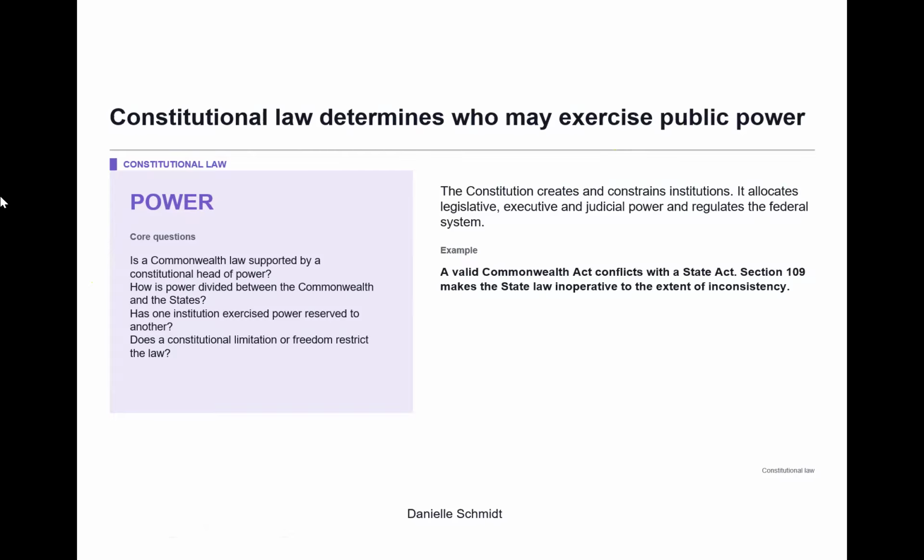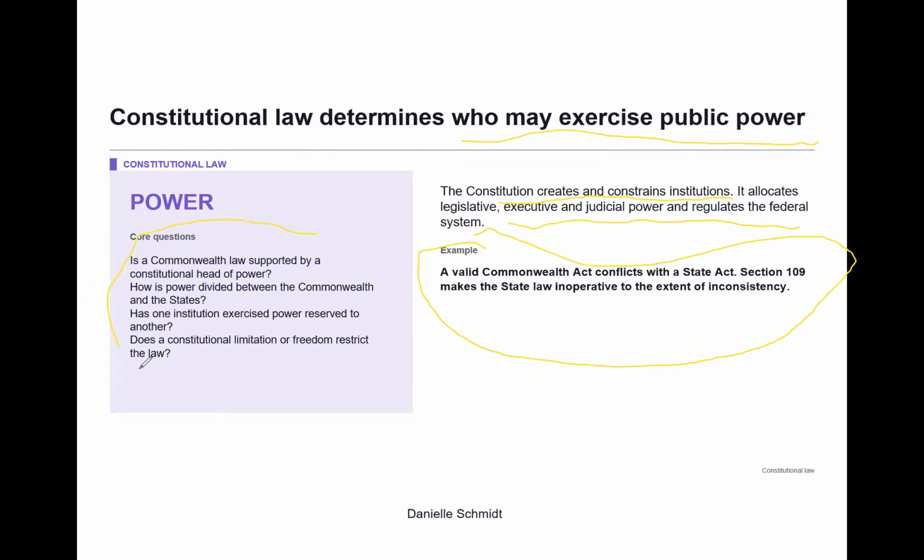Then we have constitutional law, and we know constitutional law is all about who may exercise public power, and it all comes down to what was written in the Constitution. So we know the Constitution creates and constrains institutions in both federal and state and territories. It allocates legislative, executive, and judicial power and regulates the federal system. An example of something you could see in a problem question would be a valid Commonwealth Act conflicts with a state act. What would we do here? Well, we know that Section 109 of the Constitution makes the state law inoperative to the extent of the inconsistency.